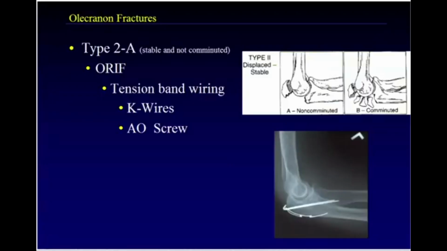Displaced fractures of the olecranon should be treated with ORIF. A type 2A fracture is one that has minimal comminution and where the fracture of the proximal ulna does not extend distal to the coronoid.